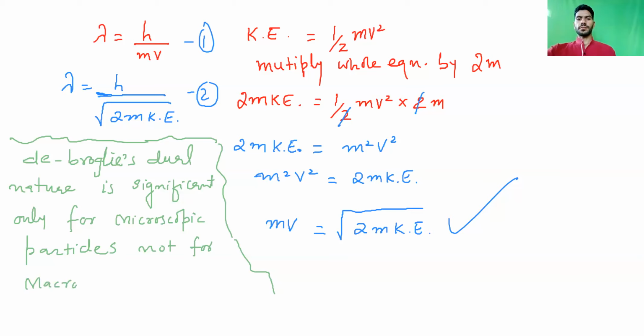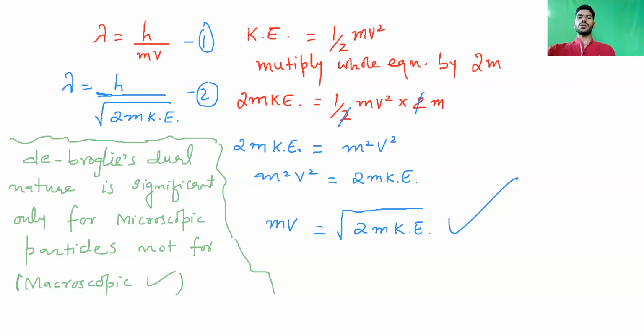Macroscopic means which are very big. It is macro, and that was the microscopic. So have you got it? You have to remember that de Broglie's dual nature has importance only for microscopic particles. It does not have significance for macroscopic particles. Macroscopic means very big particles, which have bigger size. I will explain it by solving a question on the next page.